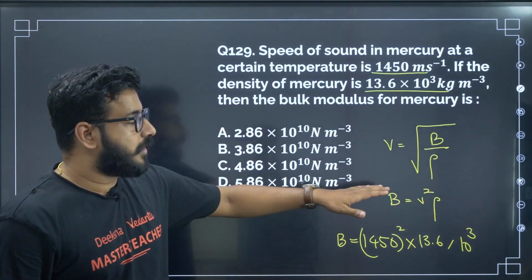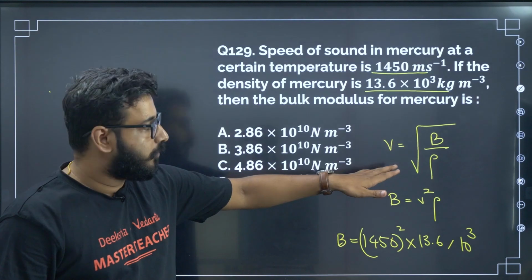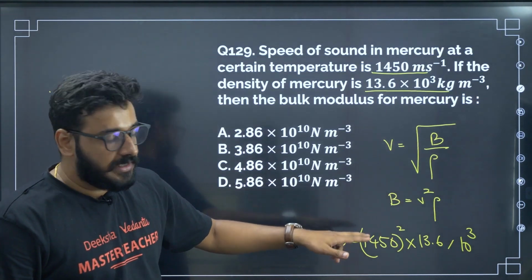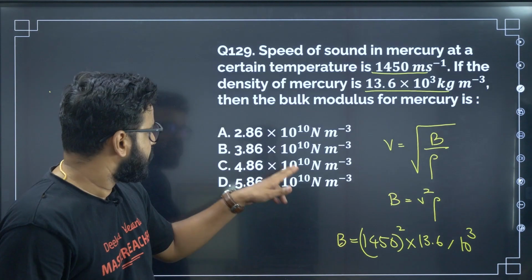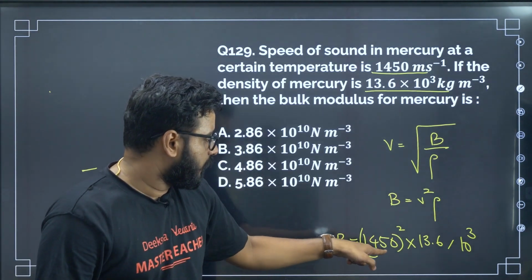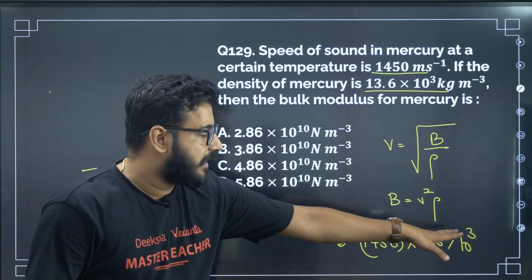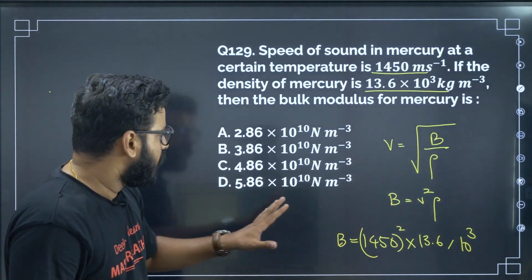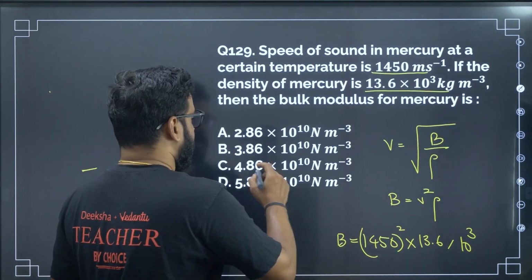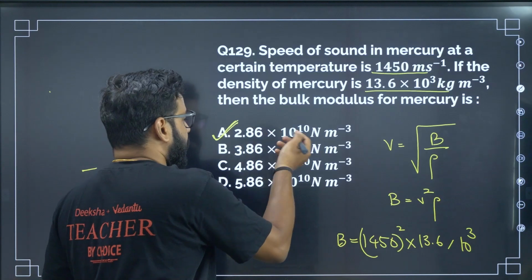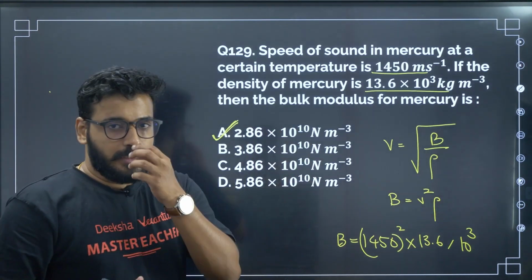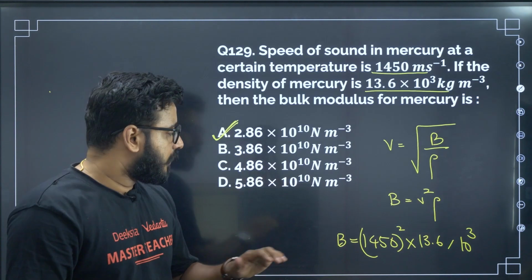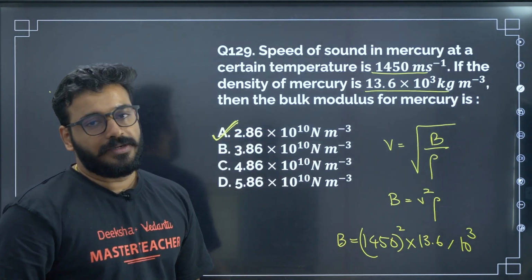Alright, so it's very simple. So you have velocity formula, from that deduce the bulk modulus formula, okay, and ultimately you will get the answer when you just solve this, 1450 square into 13.6 into 10 to the power 3. So yes, calculation is a bit on the heavier side. So ultimately you will get the answer as 2.86 into 10 to the power 10. Okay, so it's a pretty large number. Bulk modulus, definitely it's a huge number.